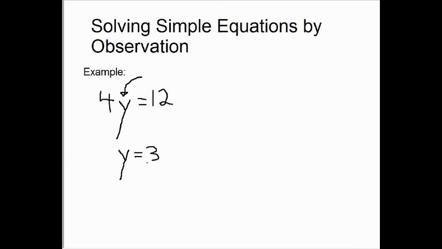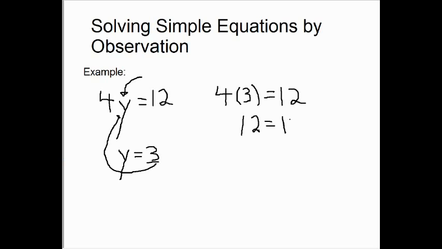If we take that and substitute it back into the original equation, so instead of writing a y, I would write a 3. Now, multiplication, I would probably want to write using brackets rather than that symbol x for times. And 4 times 3 is 12, so we do get the true statement that 12 equals 12. So again, we know we have the correct answer.